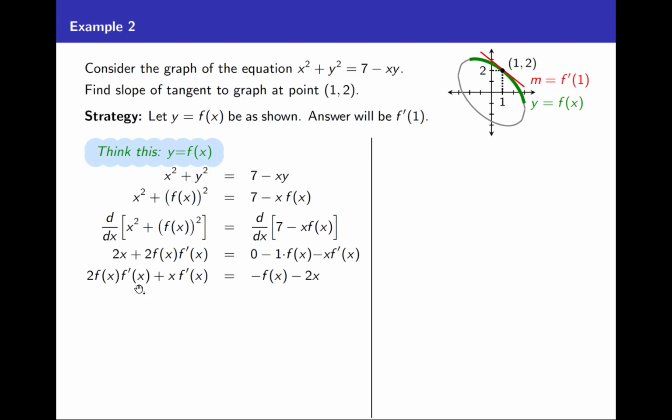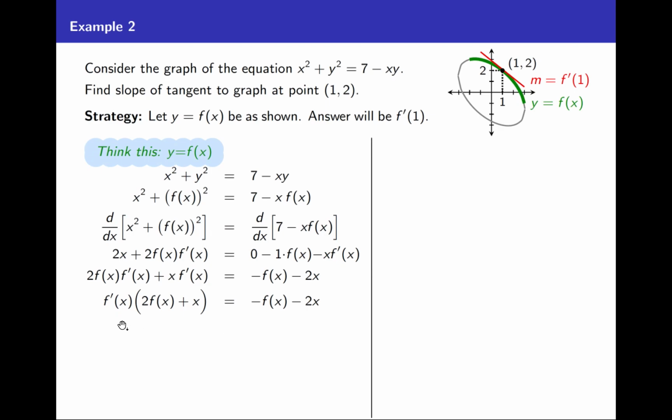So at this point, we have our f prime of x occurring twice on the same side of the equation in 2 terms. So to isolate it, factor it out of these 2 terms. So we get f prime of x times 2f of x plus x. There's the f prime of x factored out. And the right-hand side stays the same.